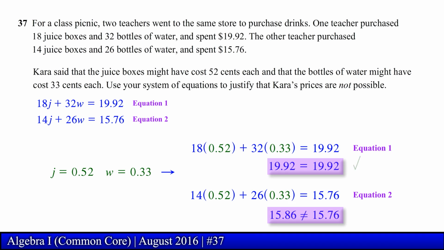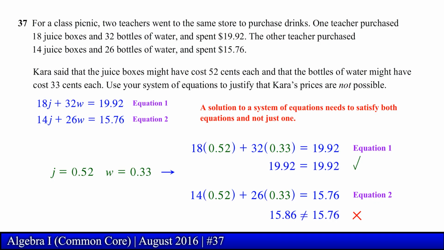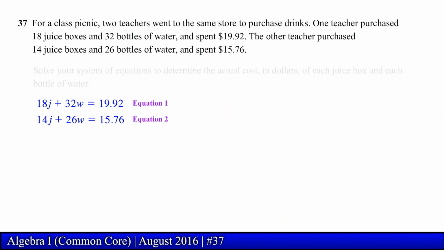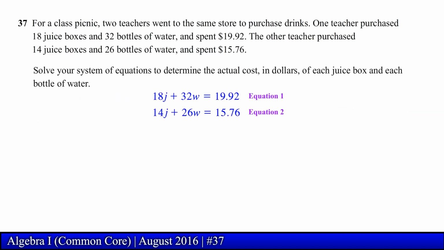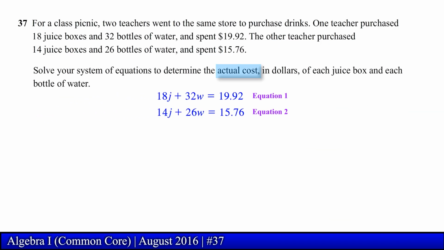Notice that the prices yielded a true statement for the first equation, but not for the second equation. Recall that a solution to a system of equations needs to satisfy both equations and not just one. Therefore, the prices that Kara suggested are incorrect. The final question is asking us to solve the system of equations to find the actual cost of the items.